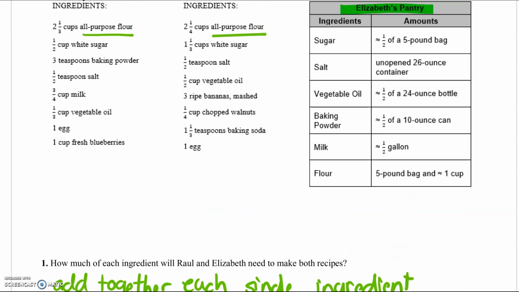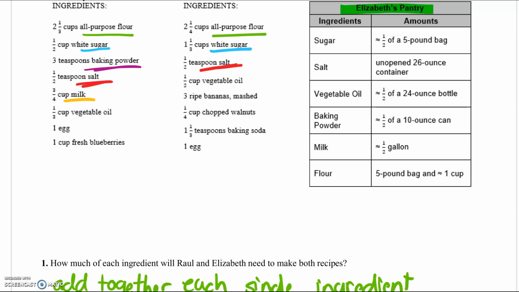Right? So then we also have sugar in both, right? So we would add together those sugars. So we would know how much sugar we need total to make both recipes. Then we have baking powder in this one and no baking powder in the other one. So the baking powder, you don't have to do anything, right? We know it's only going to be in this recipe here. Then we have salt and salt, right? We need both of those, so we would add those together. Then we have milk. So we check, do we have milk in our other recipe? Nope, so we don't have to worry about that one.